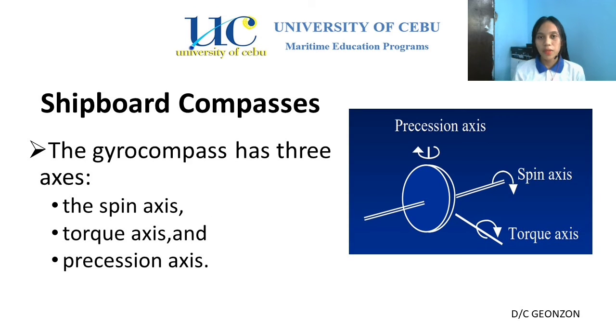Hi, I am Angeline. The next topic is about shipboard compasses. The gyro compass has three axes. We have the spin axis, the torque axis, and the precession axis.